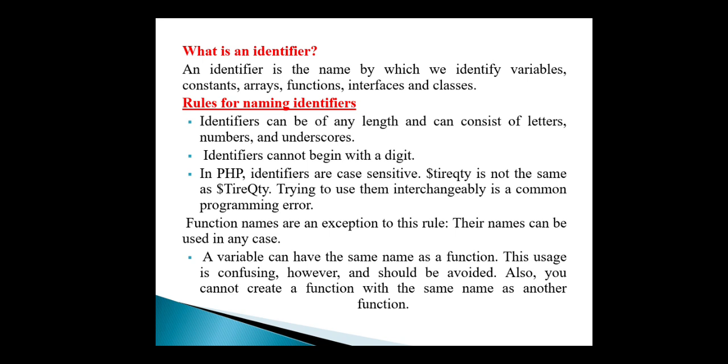A variable can have the same name as a function. This usage is confusing, however, and should be avoided. Also, you cannot create a function with the same name as another function. So while you are creating functions in PHP, you should be careful with the naming. Also, an identifier is case sensitive and identifies the variables, arrays, interfaces, classes and constants. So these are some of the rules for naming the identifiers.